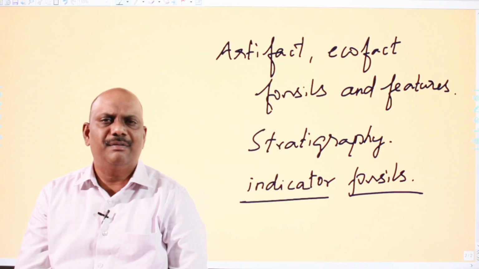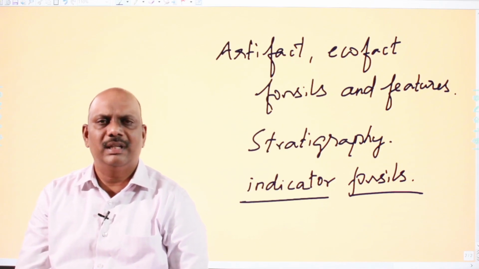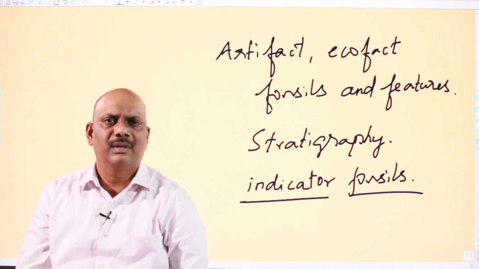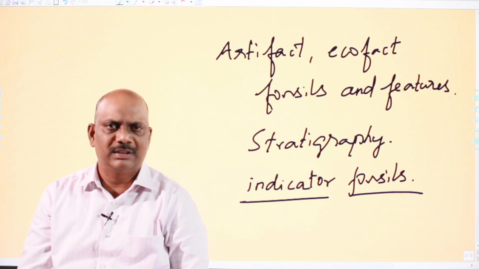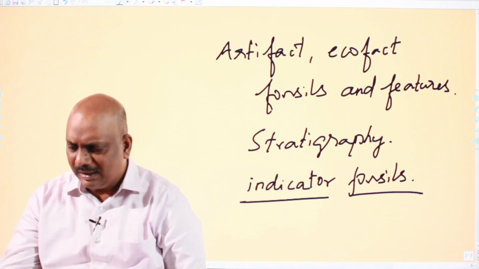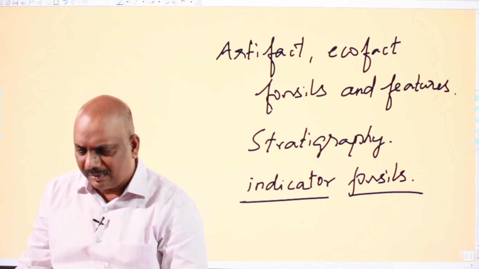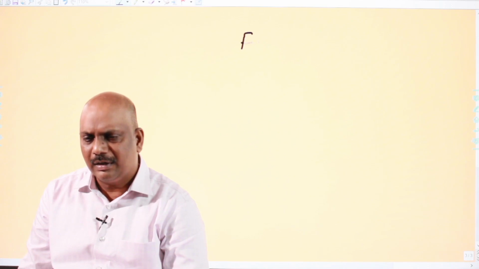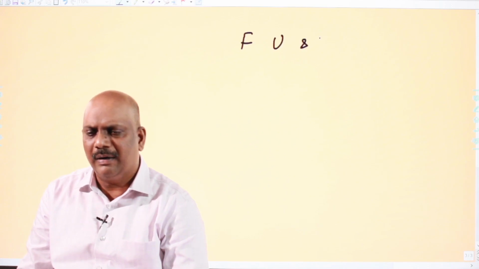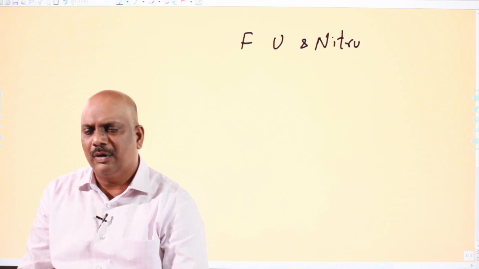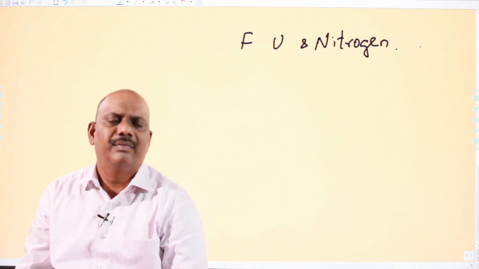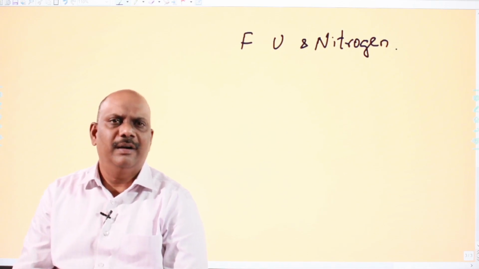So these indicator fossils are used in stratigraphy to establish the relative age of two fossils. Then we discussed the FUN trio, fluorine, uranium, and nitrogen trio. Keep that in mind.